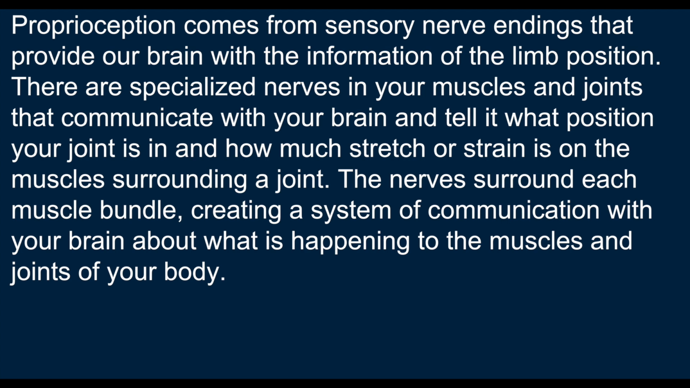Proprioception comes from sensory nerve endings that provide our brain with the information of the limb position. There are specialized nerves in your muscles and joints that communicate with your brain and tell it what position your joint is in and how much stretch or strain is on the muscles surrounding a joint. The nerves surround each muscle bundle, creating a system of communication with your brain about what is happening to the muscles and joints of your body.